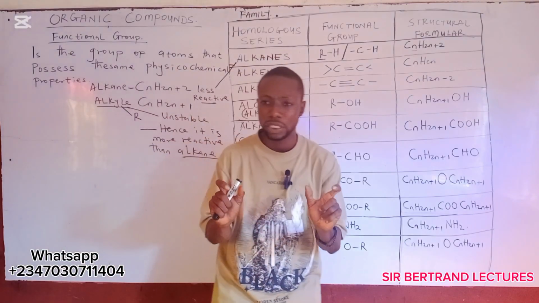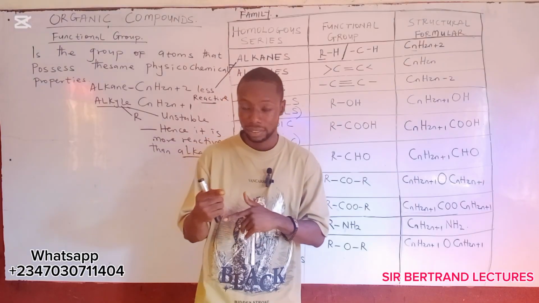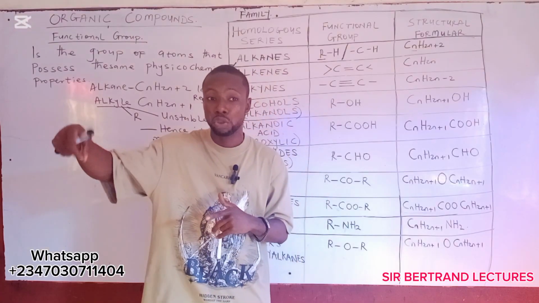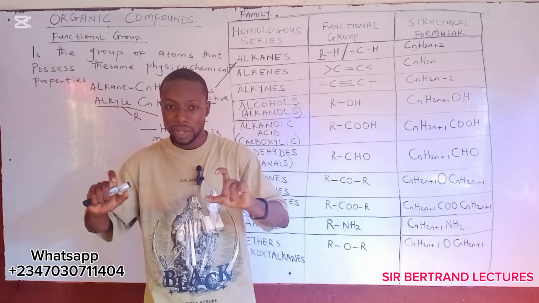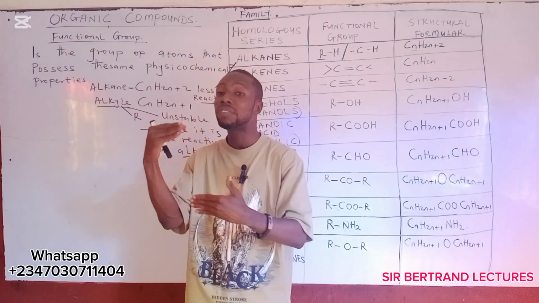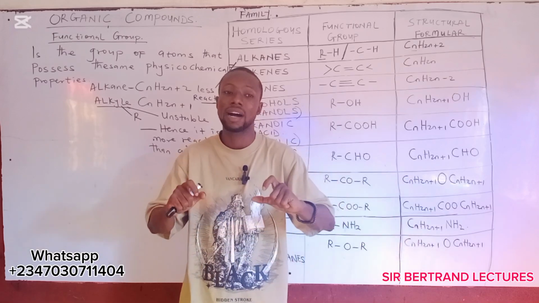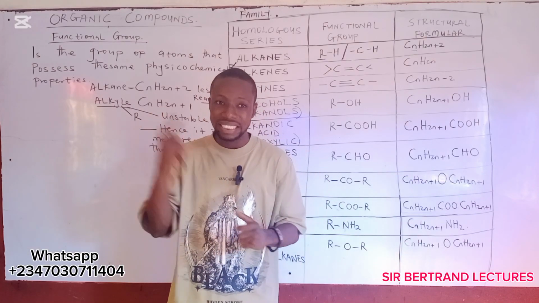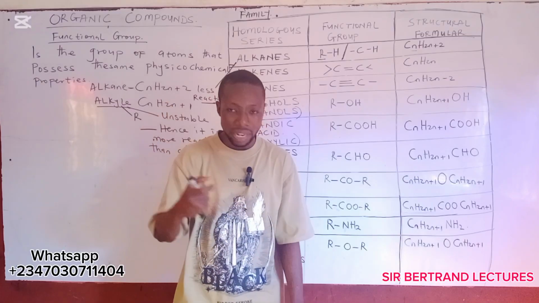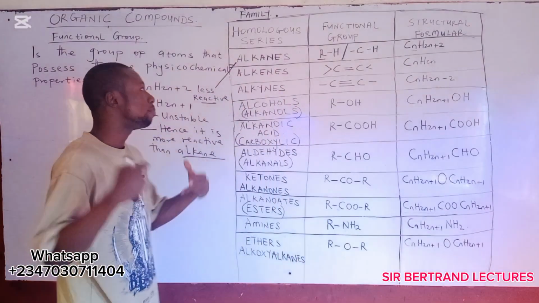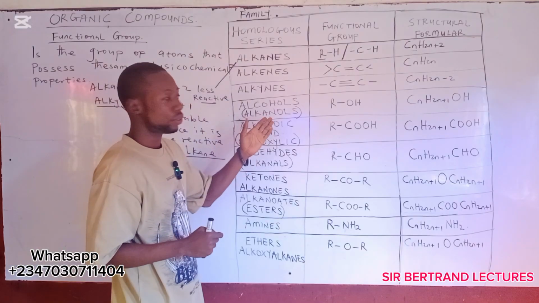Some textbooks describe alkane as unreactive, but since alkane undergoes combustion reaction with oxygen, it is reactive. The difference is that the rate of its reactivity is very low. Why is it low? Because it has a very strong sigma bond, which is the single covalent carbon-carbon bond.